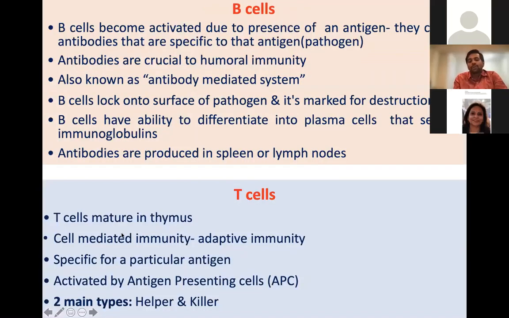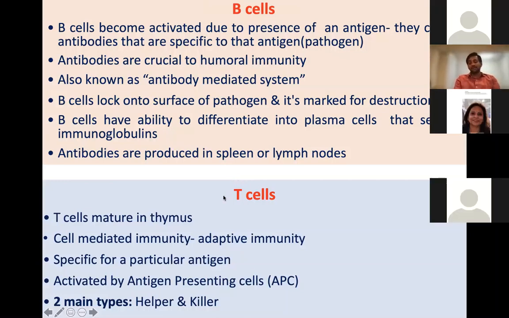If I talk about B cells and T cells, B cells are important for the production of antibodies. That's why they are called the antibody mediated system. And these antibodies are mainly produced in the spleen or lymph nodes. T cells mature in the thymus. They have cell mediated immunity as well as adaptive immunity.